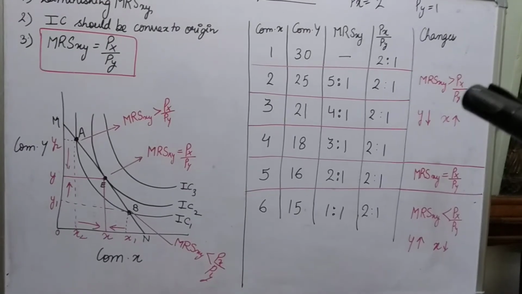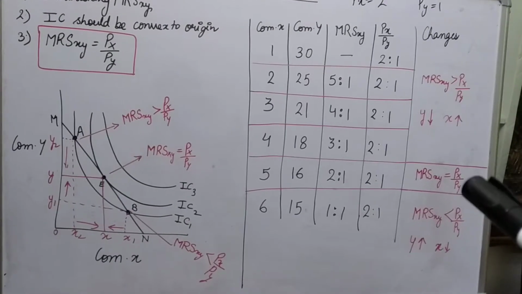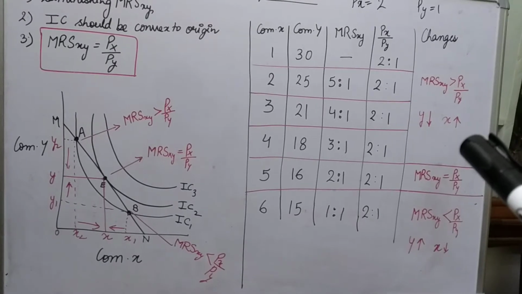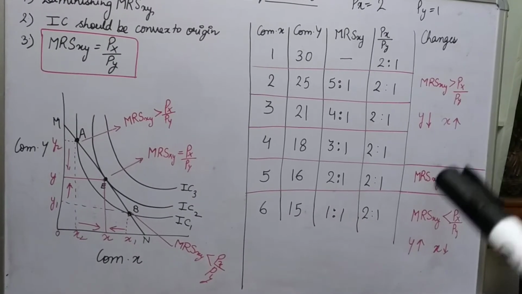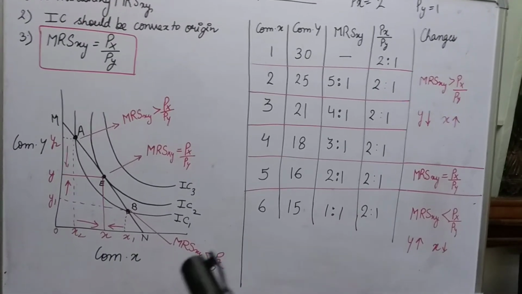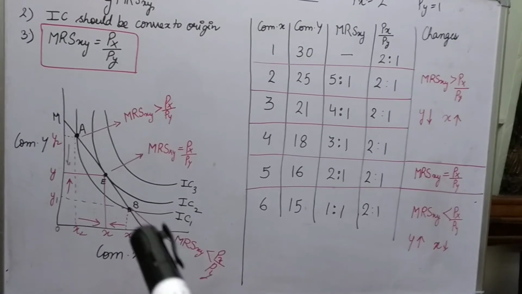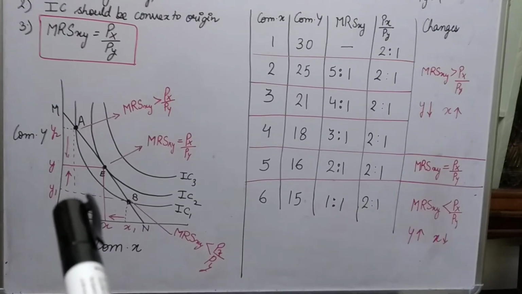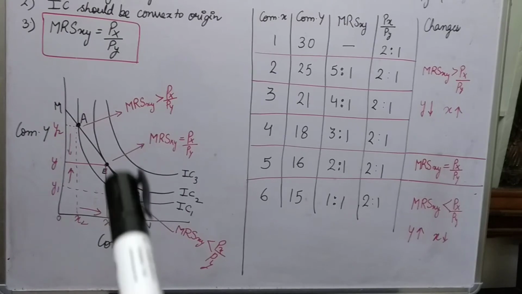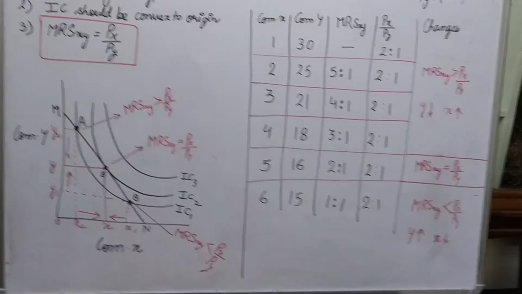So from this condition to this condition, if the consumer wants to go, he will reduce the consumption of the Y commodity and he will increase the consumption of the X commodity. Similarly, here you can see where MRS of XY is lesser than Px upon Py. Here it is shown in the diagram. So he will increase the consumption of the Y commodity and reduce the consumption of the X commodity. So automatically again he will reach the equilibrium condition.